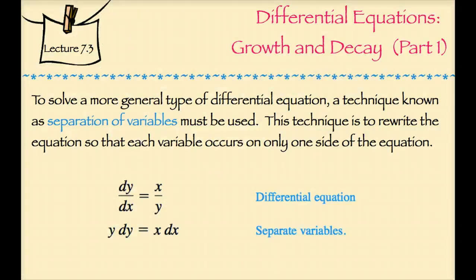To solve a more general type of differential equation, a technique known as separation of variables must be used. This technique is to rewrite the equation so that each variable occurs on only one side of the equation. Notice here we have dy dx equals x over y. That's the differential equation. By cross-multiplying, we now have y with its differential dy and x with its differential dx. This gives us the equation y dy equals x dx.